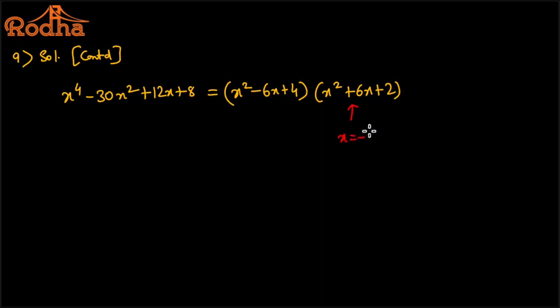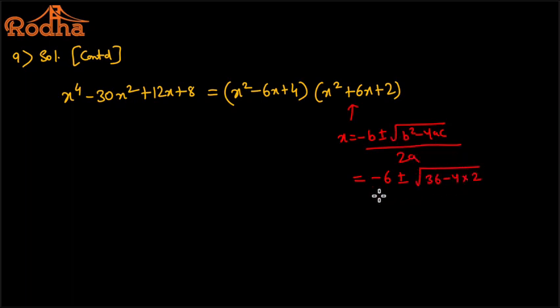x equals minus b plus minus under root b square minus 4ac, divided by 2a, right? So what is minus b here? Minus b is 6, plus minus under root b square minus 4ac, that is 36 minus 4 into 2, divided by 2a, that is 2. Now this will be coming as minus 6 plus minus root 28. Yes, root 28, right? So root 28 will be coming.